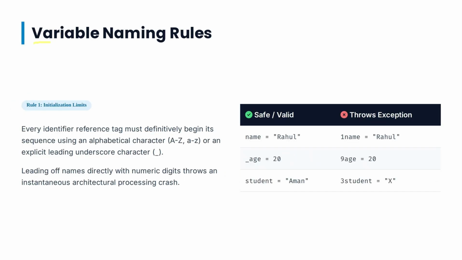Variable naming rules. We already did this. Take a look again: every identifier must begin with an alphabet character, capital A to Z or small a to z, or a leading underscore character. Starting names with numeric digits throws an error and the program can crash.